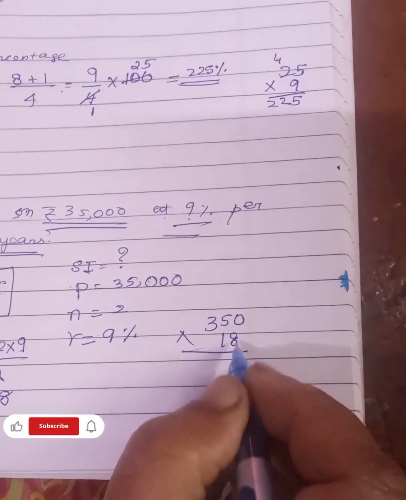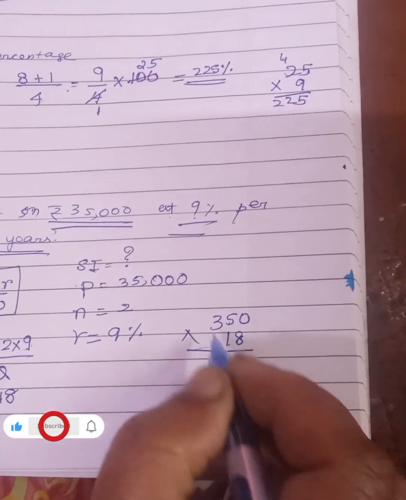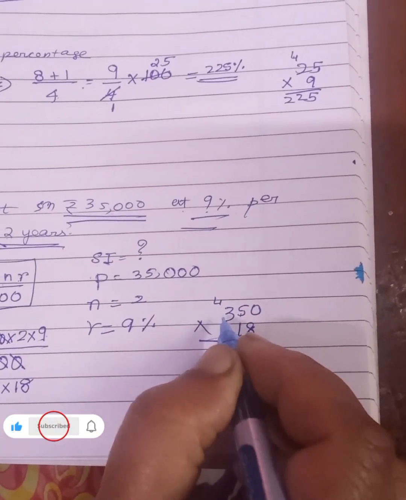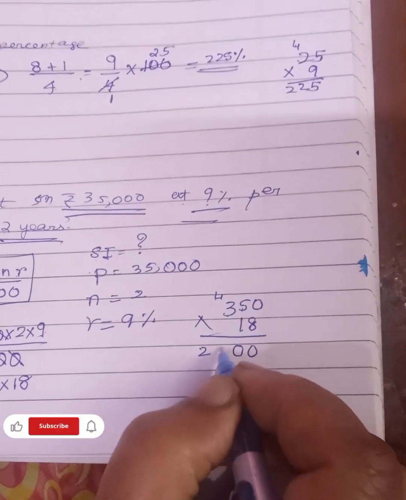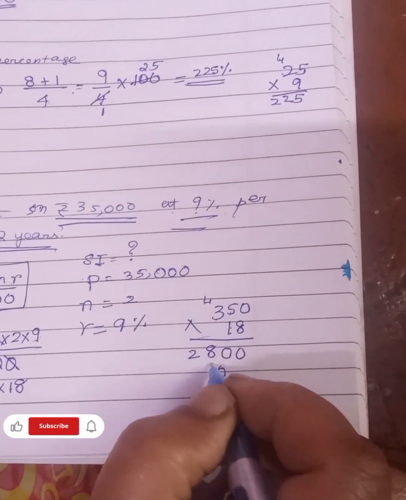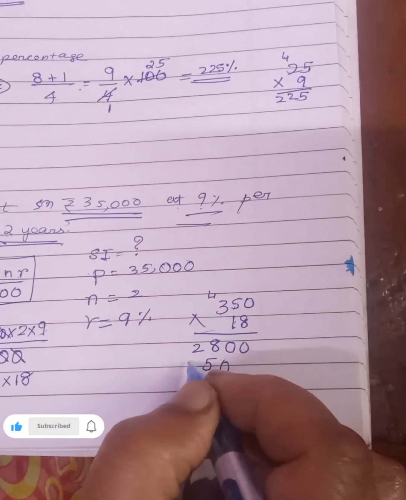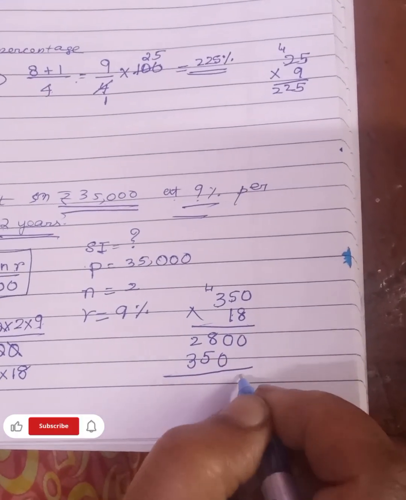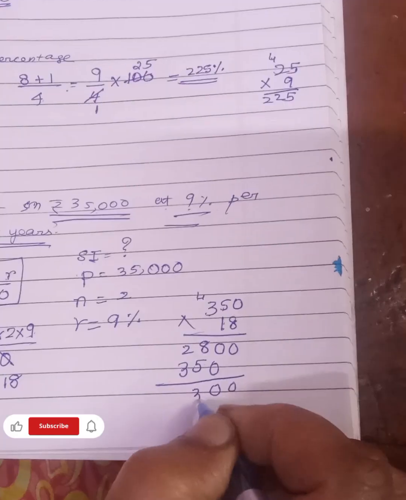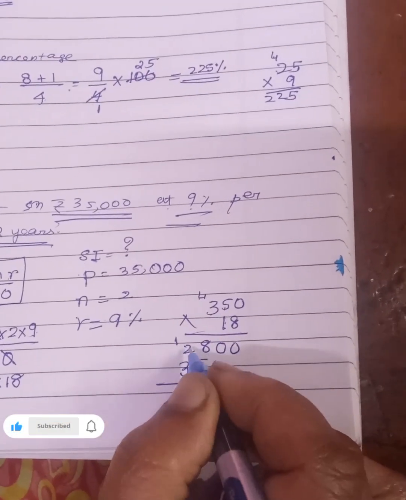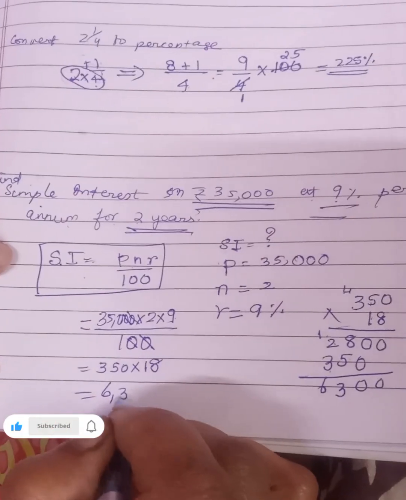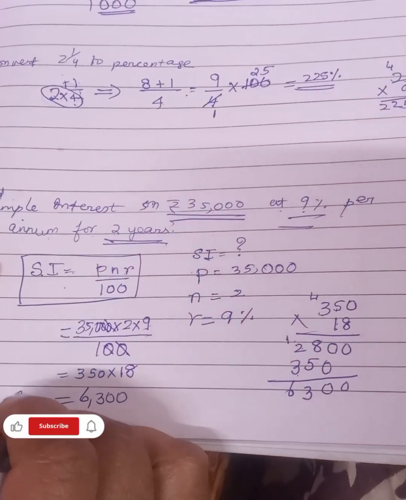8 zeros are 0, 8 fives are 40, carry over 4, 8 threes are 24, plus 4, 28. Okay. So 1 zeros are 0, 1 fives are 5, 1 threes are 3. Okay, so when you add, it will be 0, 0. 8 plus 5 is equal to 13, carry over 1. So 3 plus 2, 5 plus 1, 6. So your answer is 6,300. So what is your simple interest, children?